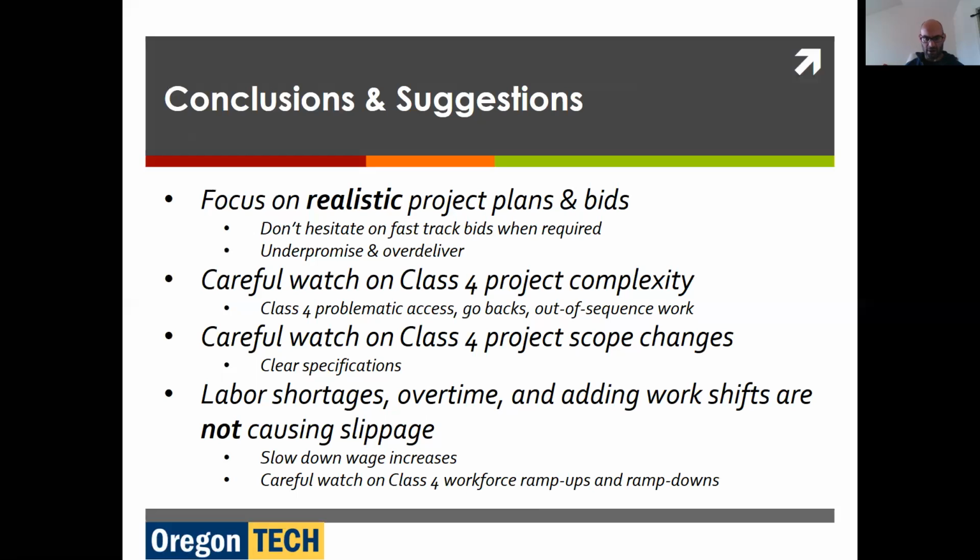Also put a careful watch on class 4 project scope changes. And this goes back to having realistic bids, getting clear specifications from the customer on what they want before we perform the work. Labor shortages, overtime, and adding work shifts are not causing slippage. Where we can improve, we can even slow down our wage increases. Not a bad problem for a company to have. We can even slow down the wage increases and increase our bottom line over the long term.